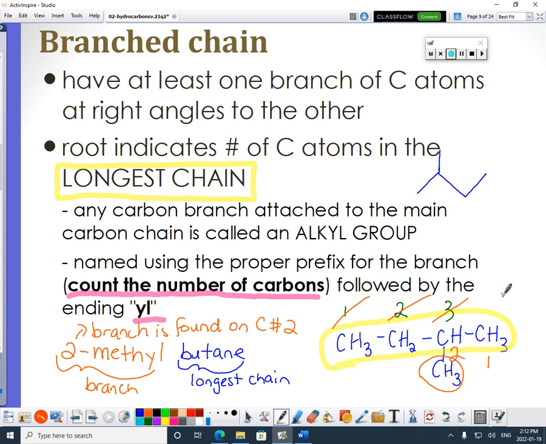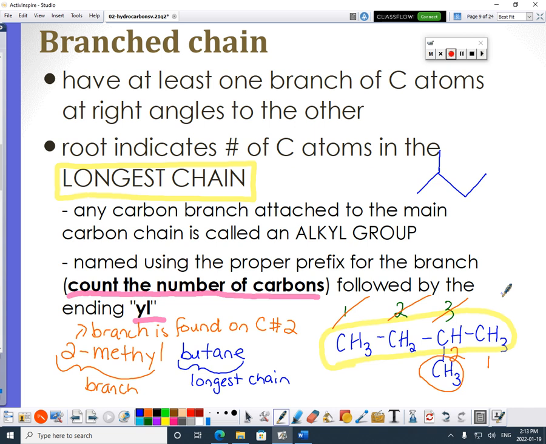So then we have to show what's left over. So what's left over is 1 carbon, which is meth, right? And then we use YL instead of ANE to show it's a branch and not the parent. Okay? So if there were 2 carbons, it would be ethyl. 3 carbons would be propyl. Okay? So you count the longest chain, which is going to be the ANE for now.